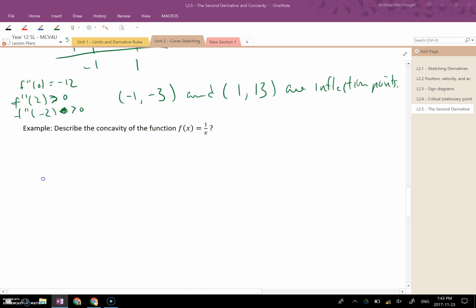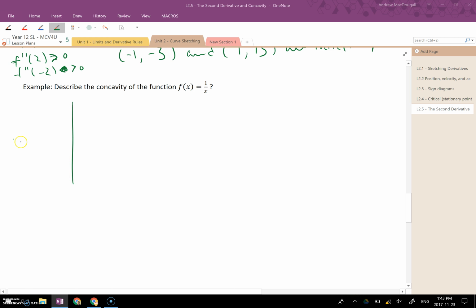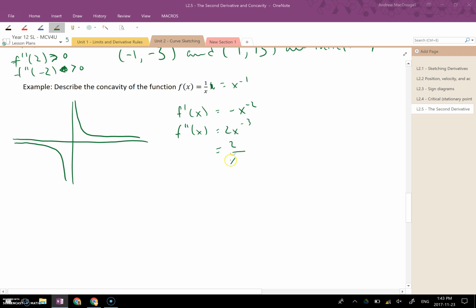Okay. Now, think of the graph of 1 over x. Let's do another example here. We know the graph of 1 over x. We can see it changes from concave down, left of x equals 0, to concave up, right of x equals 0. And let's look at the second derivative. Remember, this is like x to the negative 1, so f prime is negative x to the negative 2. F double prime of x is 2x to the negative 3, which is 2 over x cubed. So 2 over x cubed is actually never equal to 0. So this function has no points of inflection.